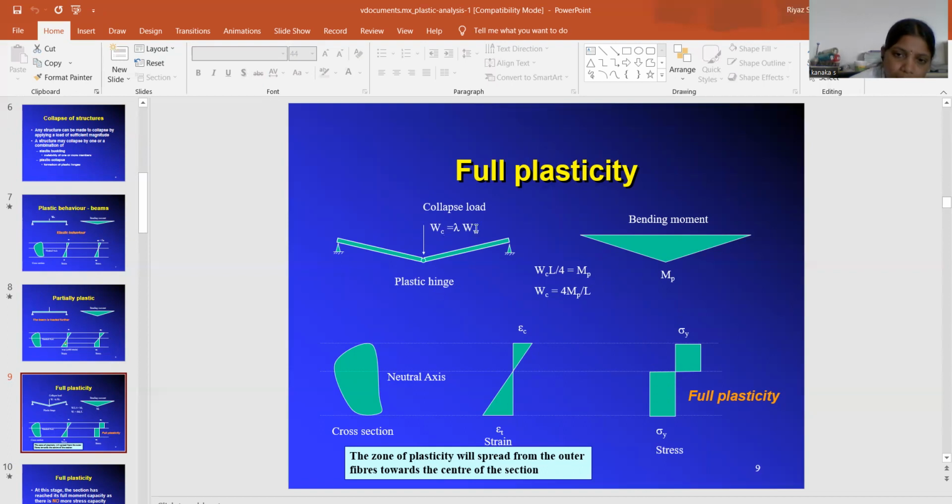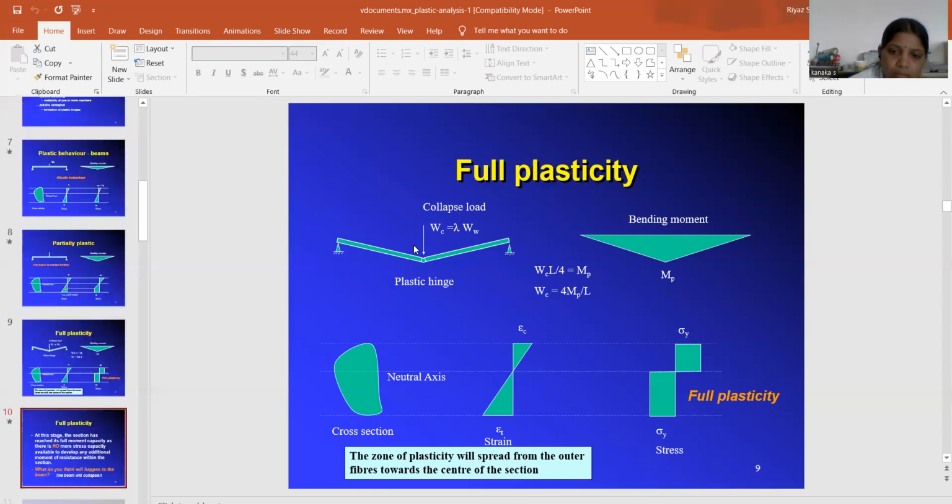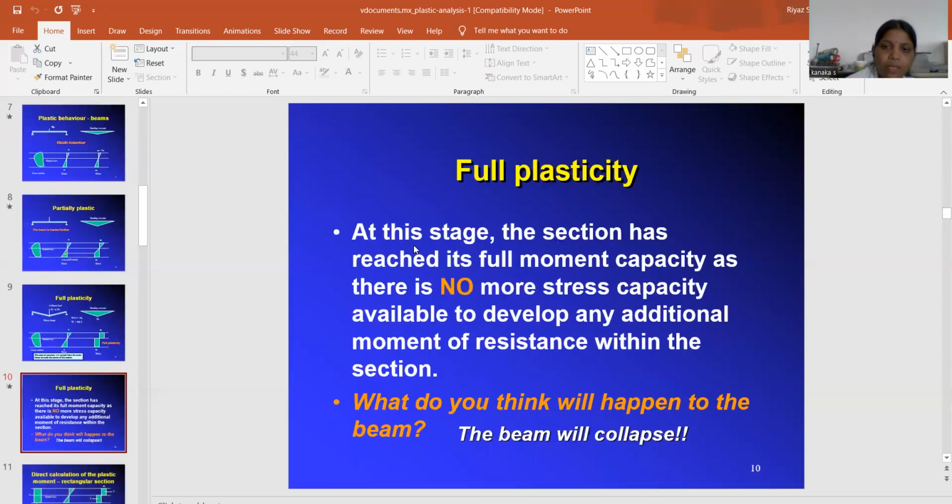WC equals lambda times W, the collapse load. This is the plastic hinge formation. At full plasticity, the section has reached its full moment capacity, and there is no more stress capability available to develop any additional moment of resistance in this section. What do you think will happen to the beam? The beam will collapse. This is full plasticity.